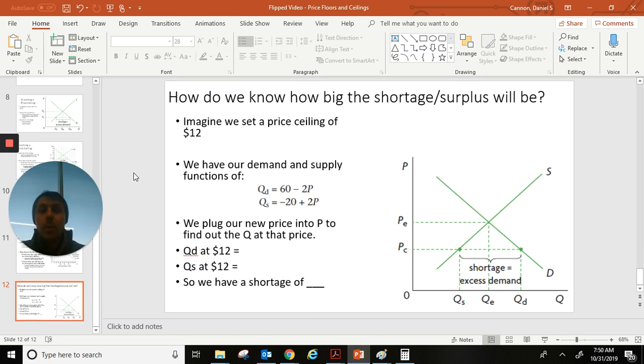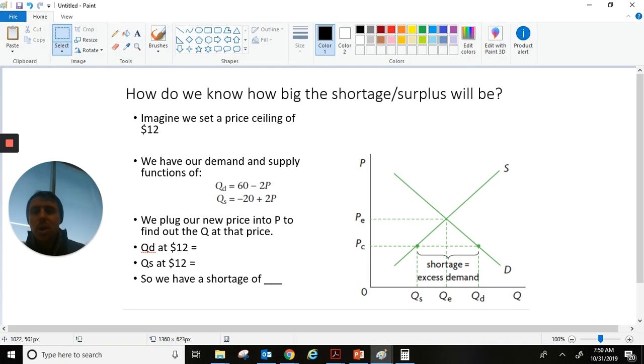And that's all you would need to know, the difference between early consumer expenditure and late consumer expenditure. Now, how do we know how big the surplus and shortage is? Well, we've got an example here. Remember that the purpose of our supply and demand functions is to say if I plug in a price, a quantity comes out of that price. If I plug in a quantity, a price comes out of that quantity.